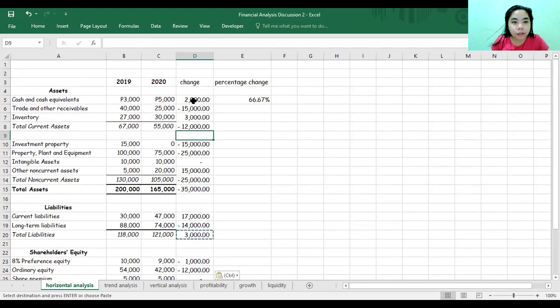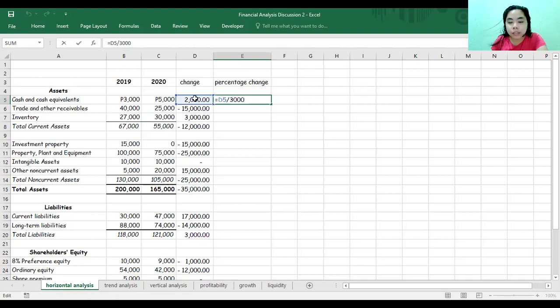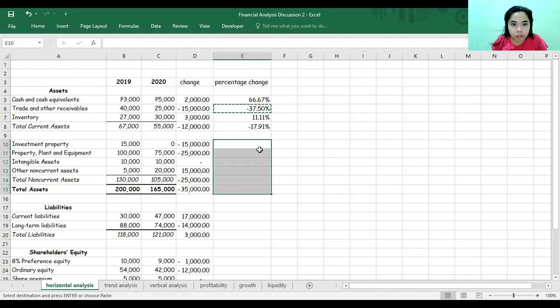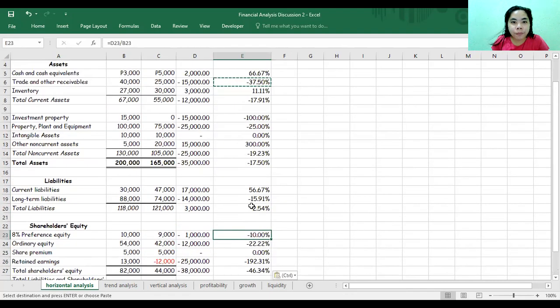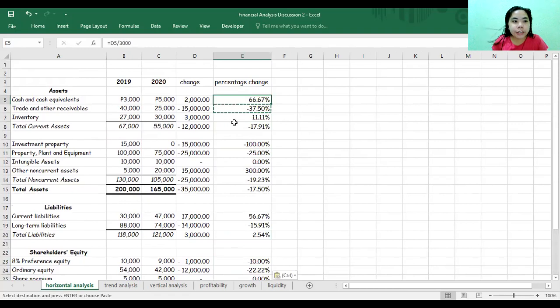So we have to get the percentage of change, that is the change divided by the base year. The base year is our 2019. The starting point is 2019. So we have to do it this way, and that's it. So this is the percentage change for each account of our balance sheet.